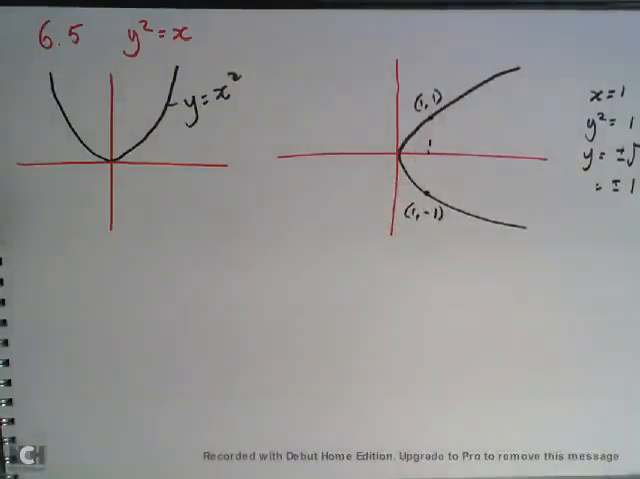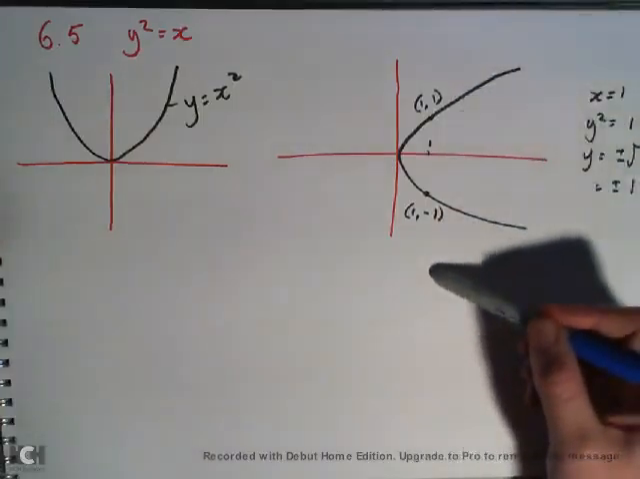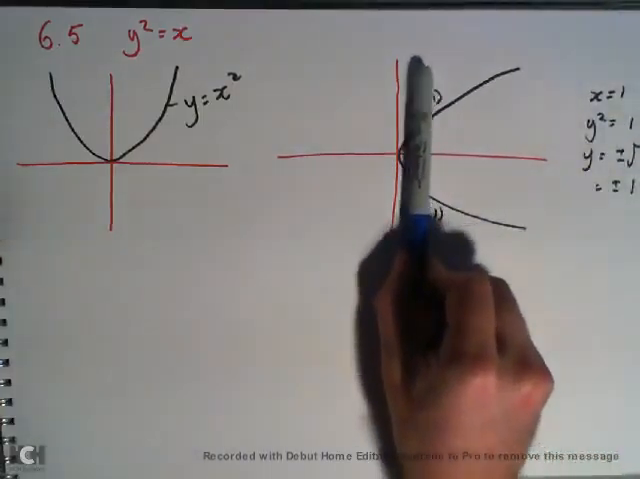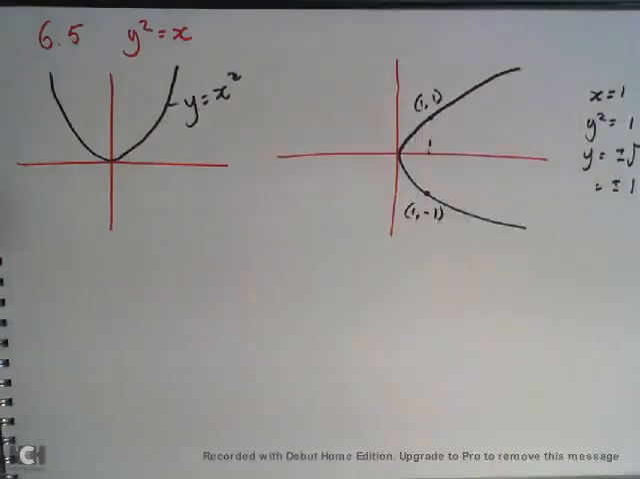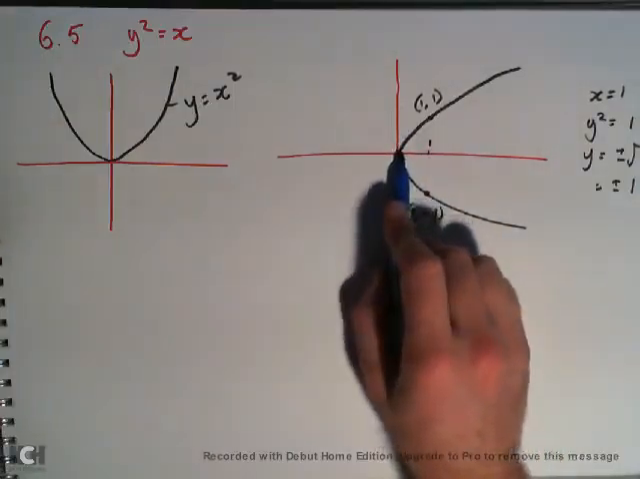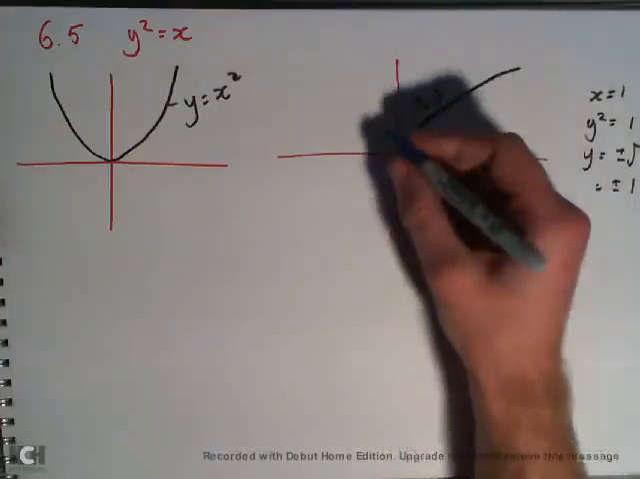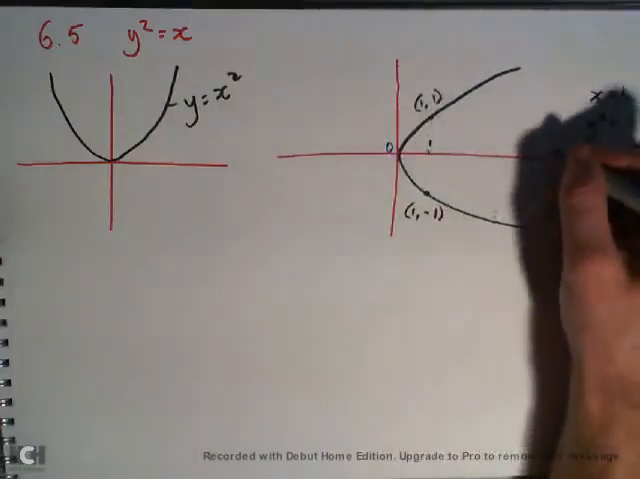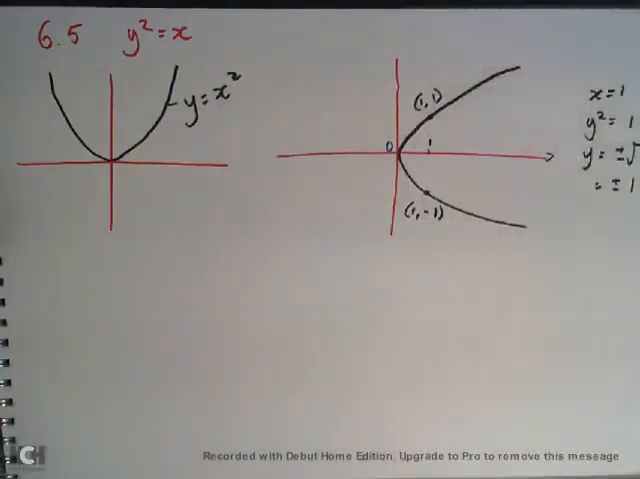If you notice, it's not a function because it fails the vertical line test. I'm going to get 2 points wherever I find the vertical line. So a couple of key points. We've got a domain of all positive real numbers, because we start from 0 and we go all the way up and keep going on to infinity.